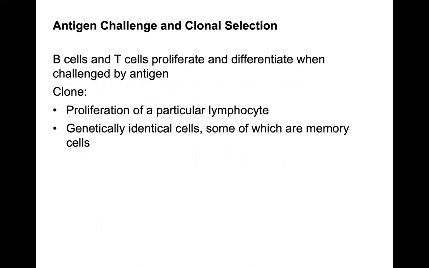The B and T cells will proliferate and differentiate when challenged by an antigen. And when they proliferate, you're essentially going to form a clone. A clone is a genetically identical cell, some of which are memory cells.